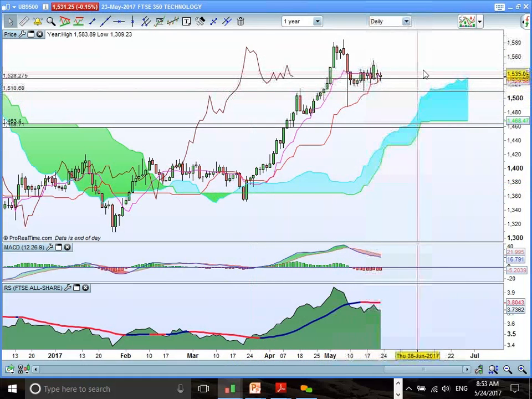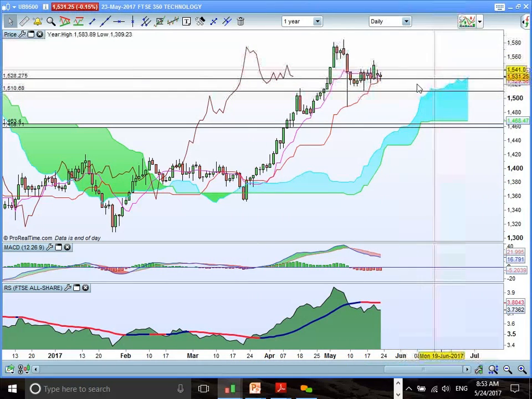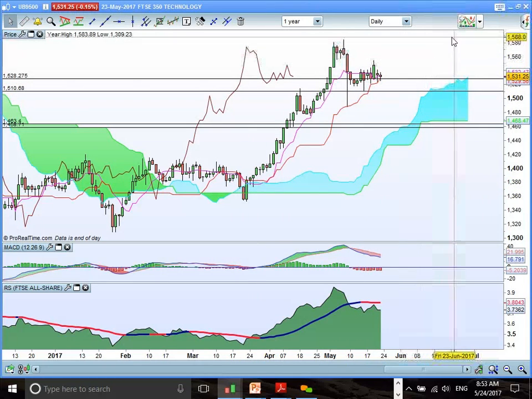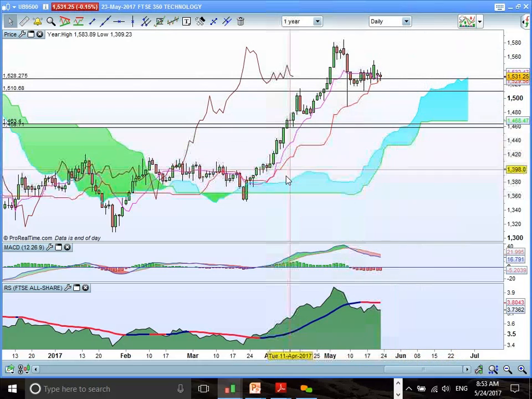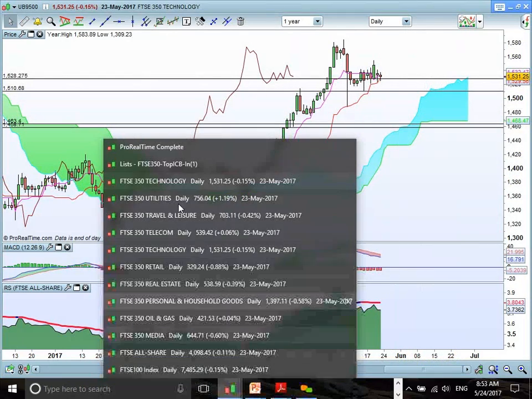Might form another base here for another attempt later in the month or early part of June, as it's going to rebound for the top end of the cloud. So watching very closely to see if that rebound is going to come in at the top end of the cloud.